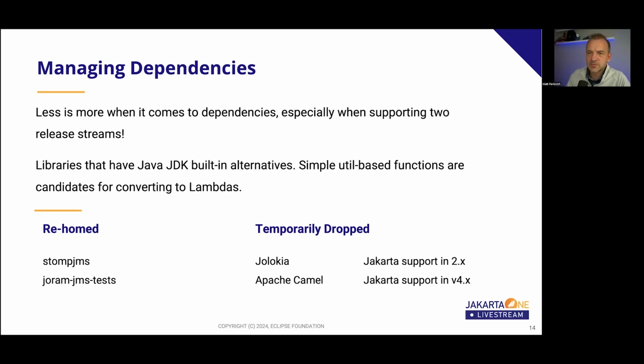We had two dependencies we had to rehome: the Stomp JMS and Joram JMS tests. These were open source projects whose maintenance had kind of stalled out and gone stale.